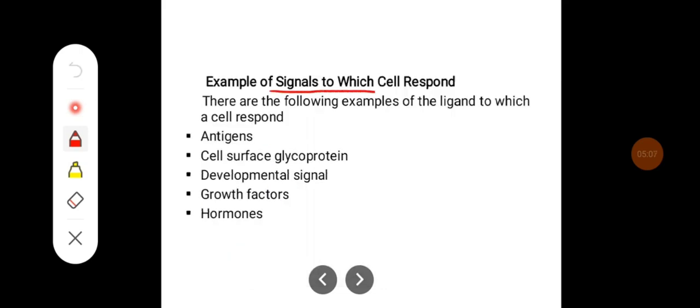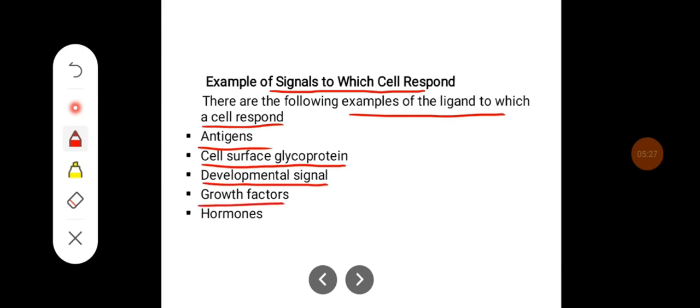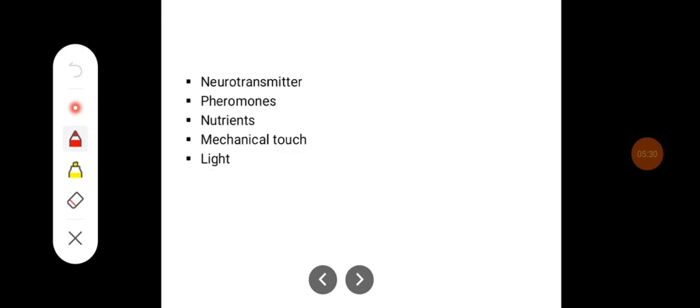The examples of signals to which a cell responds. There are the following examples of the ligand to which the cell responds. These are antigens. They are going to respond to antigen, which leads to activation of, for example, CD4 cells, cell surface glycoproteins, the developmental signals, growth factors, hormones, neurotransmitters, pheromones, nutrients, mechanical touch, or light. They can act as the stimulus.